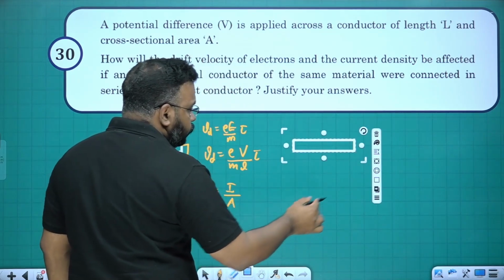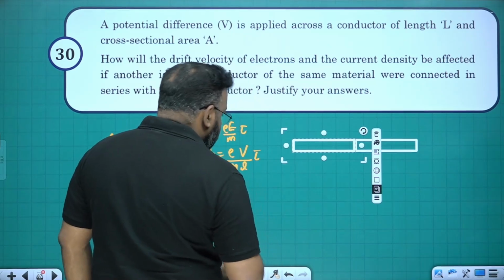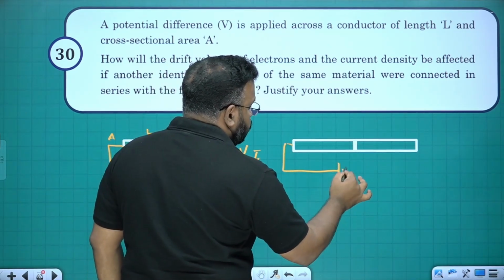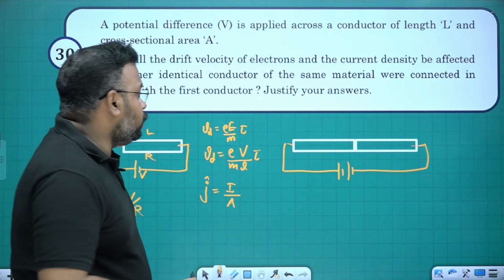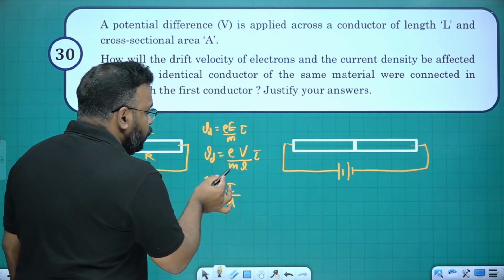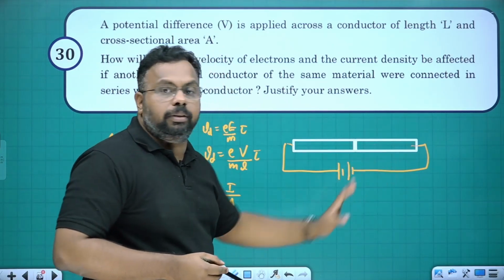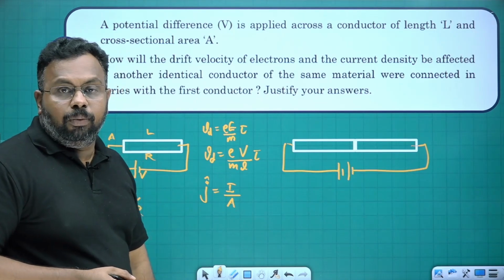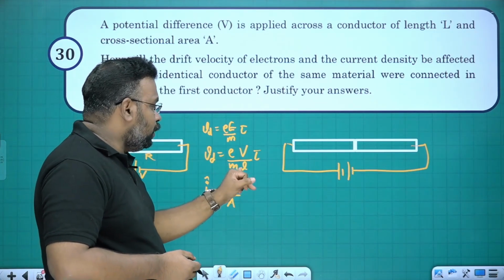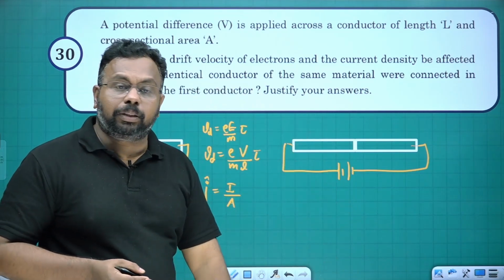This is already there. One more identical is connected in series. And we are going to connect the same potential across it. So here, the drift velocity formula is eV tau by ml. V across this has no change, V is V itself, but what is happening to the length? Length is doubled, because identical means the length is doubled.